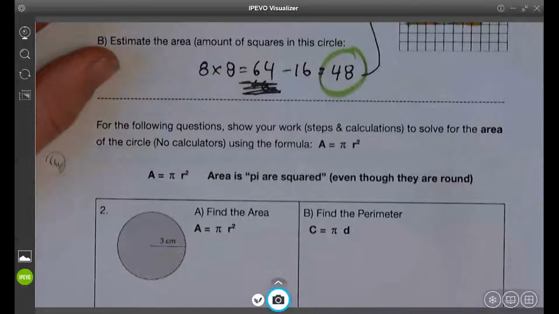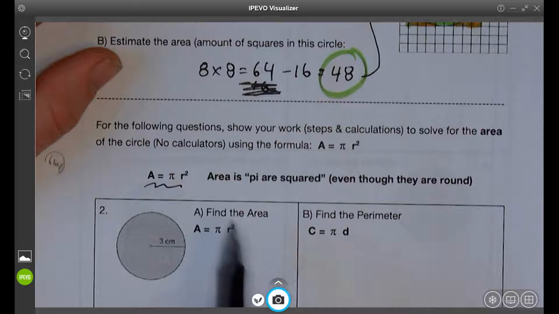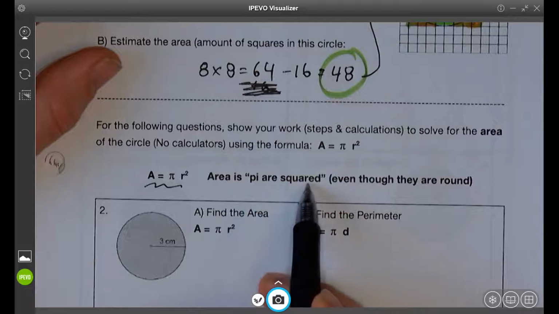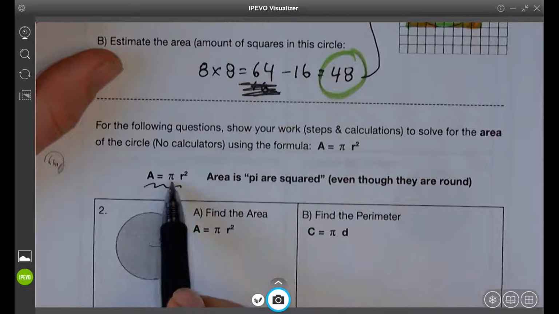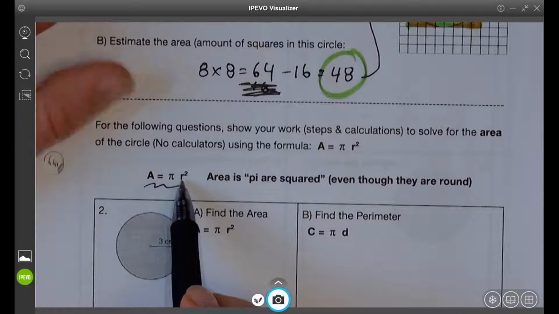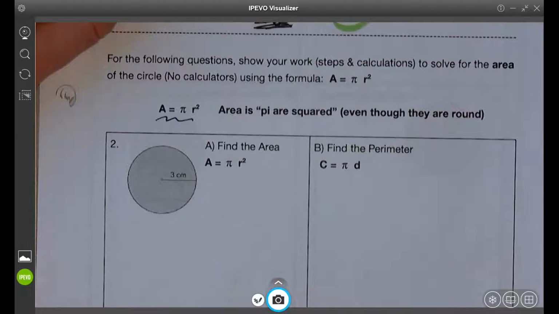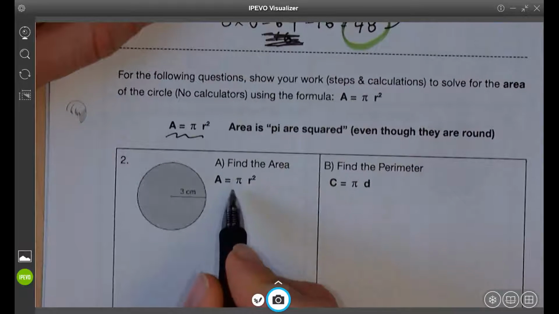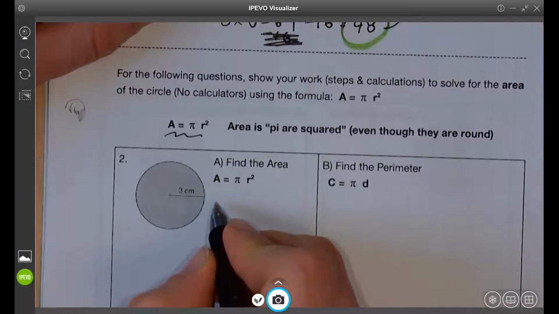Turns out you just use this formula, pi r squared. There's a little joke to help you remember that. Pi r squared. Pies are squared even though they're round. So it's a little joke to help you remember. Pi r squared. What's r? Radius. Okay, so you use the radius squared. So all we're doing here to find these areas is to use this formula.